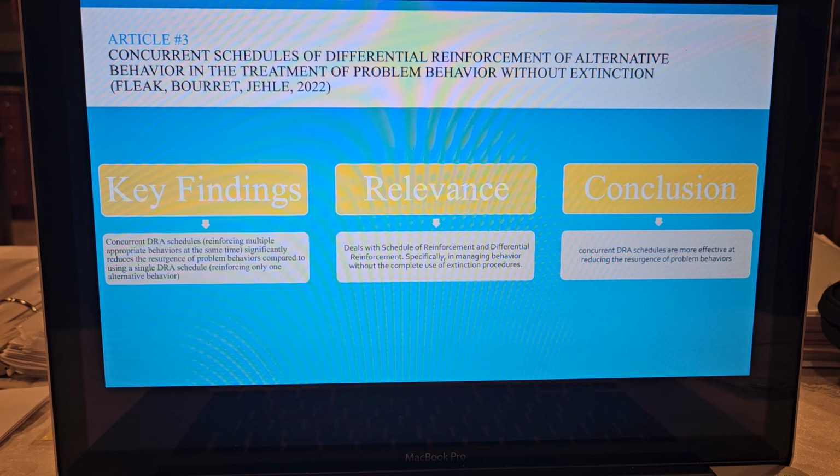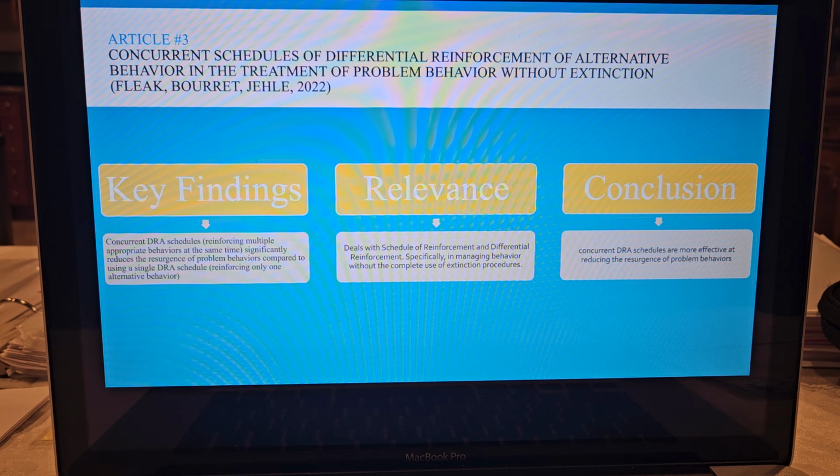This study, concurrent schedules of differential reinforcement of alternative behavior in the treatment of problem behavior without extinction. This study on concurrent differential reinforcement of alternative behaviors found that reinforcing multiple alternative behaviors simultaneously reduces the likelihood of problem behavior resurfacing compared to reinforcing a single alternative behavior.